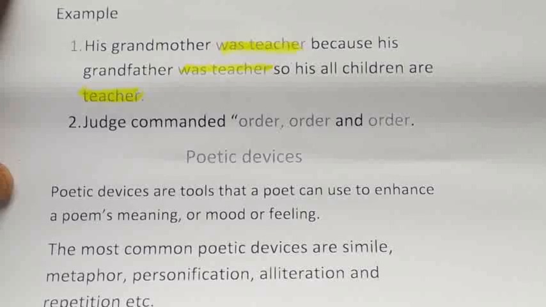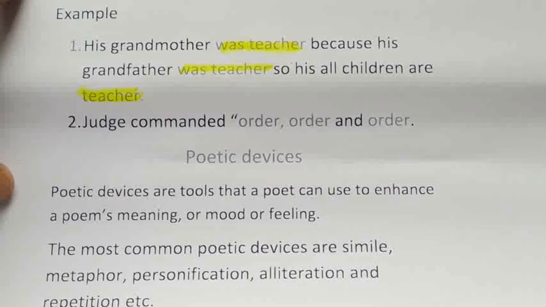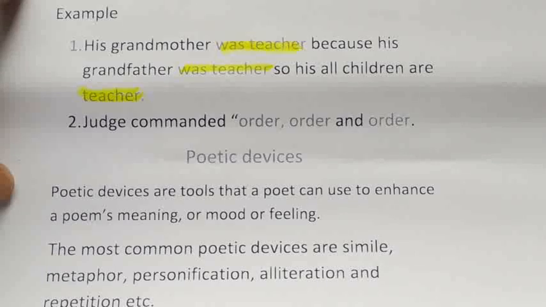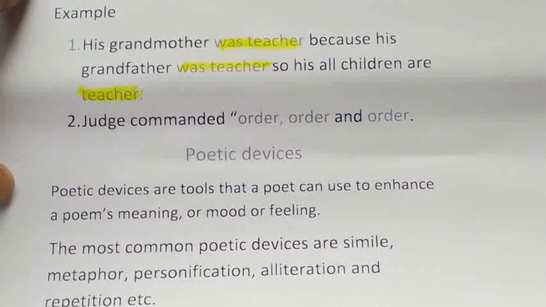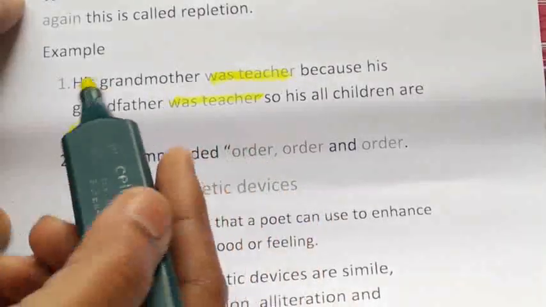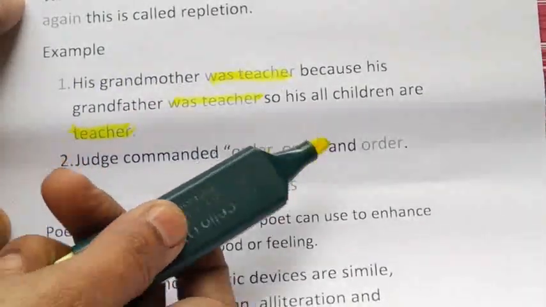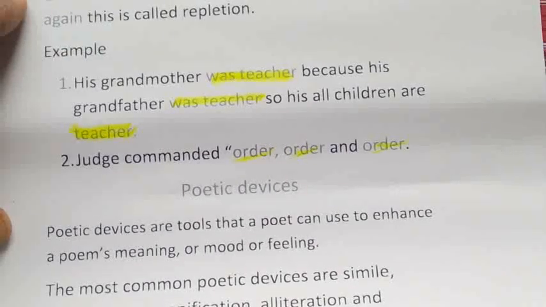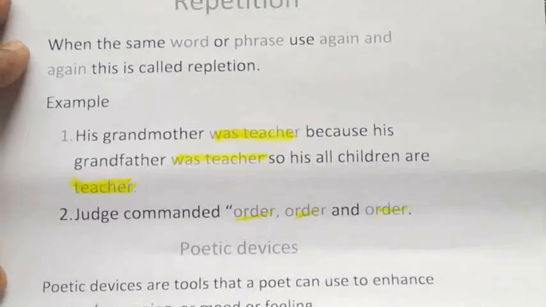But be careful. I just told you about alliteration and repetition. The difference is that alliteration has only the consonant which repeats, but repetition means the phrase is repeating. Phrase means the sentence phrase is repeating. Suppose was teaching, was teacher, and teach. These are very important. Next, second example: the judge commanded order and order. There are three words which are repeated: order, and order. So these are the poetic devices.